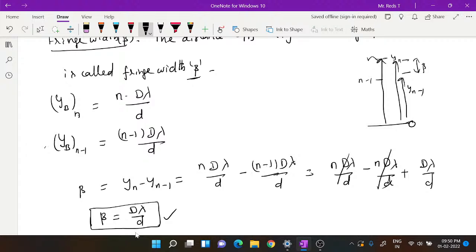Where capital D is the distance between the slits and the screen, lambda is the wavelength of the light we are using, and small d is the separation between the slits.